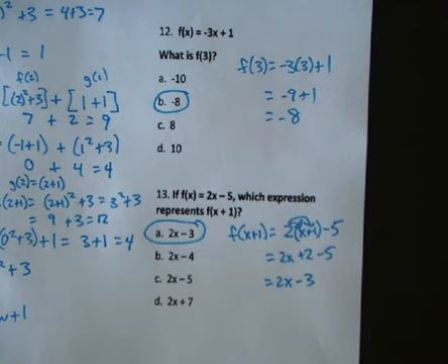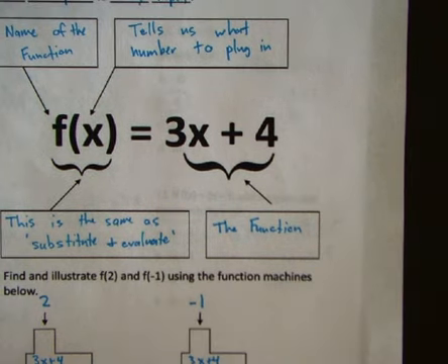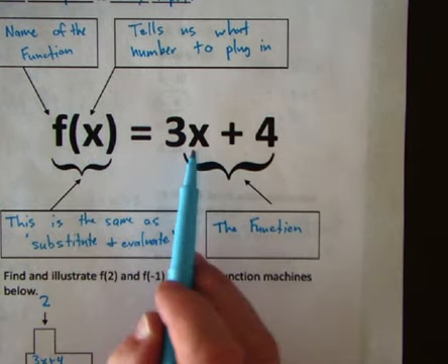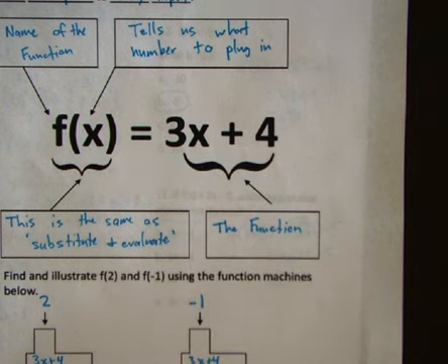So, function machines, function notation, it's simply a matter of plugging whatever number they give you here, f of whatever this is here, in for x in your equation, substituting and evaluating.